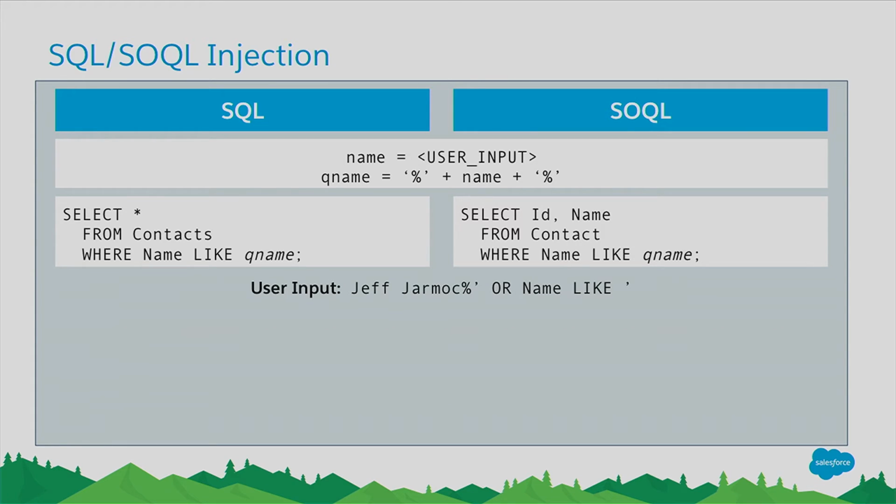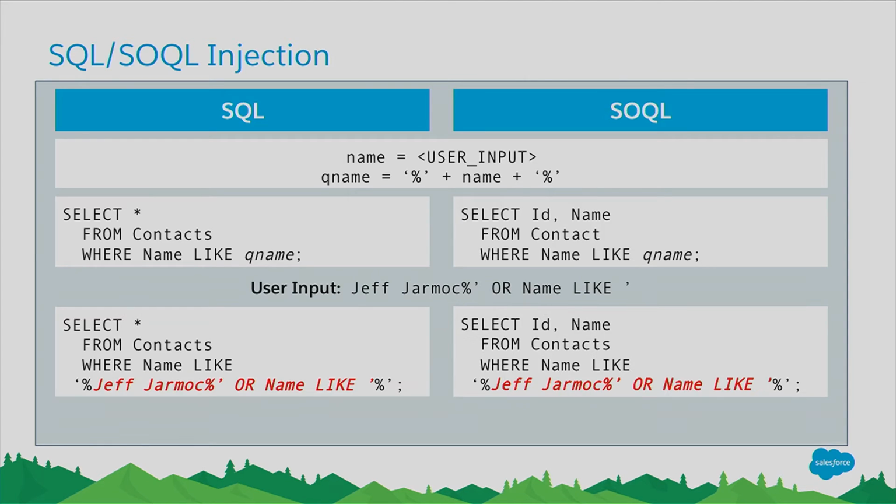But let's consider a case where I put in an input like this. So I supply my name, but then I add a percent sign, again giving us that wildcard, and a single quote, which then closes that SQL statement. I add an OR, so I'm appending a second condition to that SQL query. And then I say name like single quote. And so that's just going to open another string, and it's going to consume that percent sign and essentially become a wildcard. So what we have is a resulting query that looks like this.